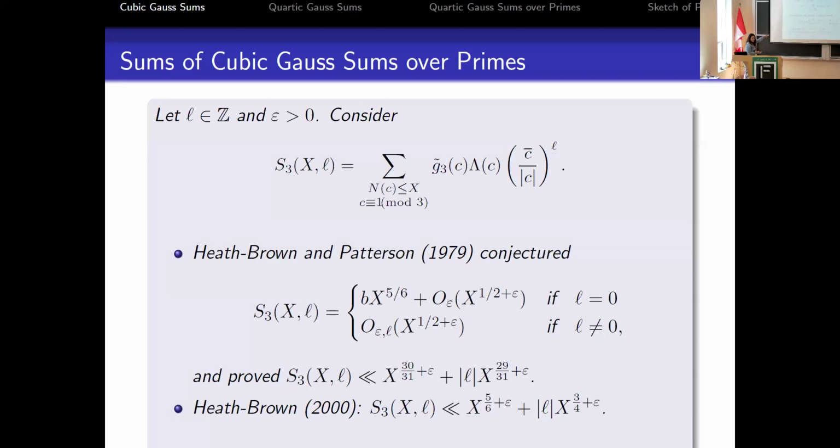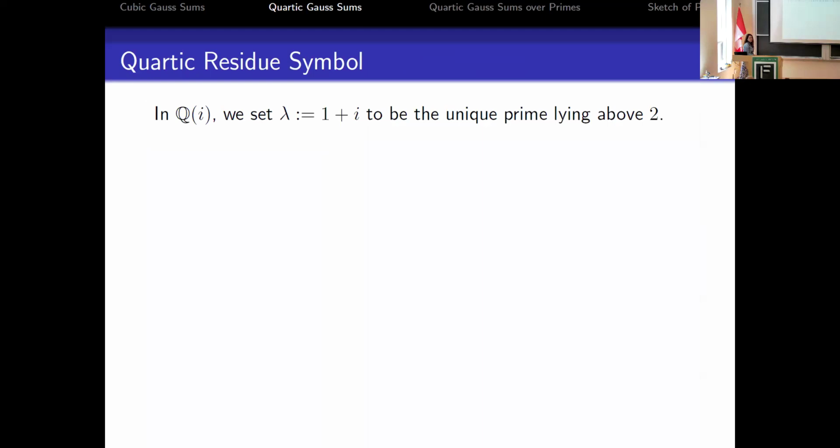Now, there was some work in between by Coleman, I think, in his PhD thesis. And a very exciting recent breakthrough: Dunn and Radziwill proved the Heath-Brown and Patterson conjecture under the GRH. Well, they consider a smooth version of this sum, but yeah. Okay, so I think that's what I wanted to say about this problem in the cubic setting.